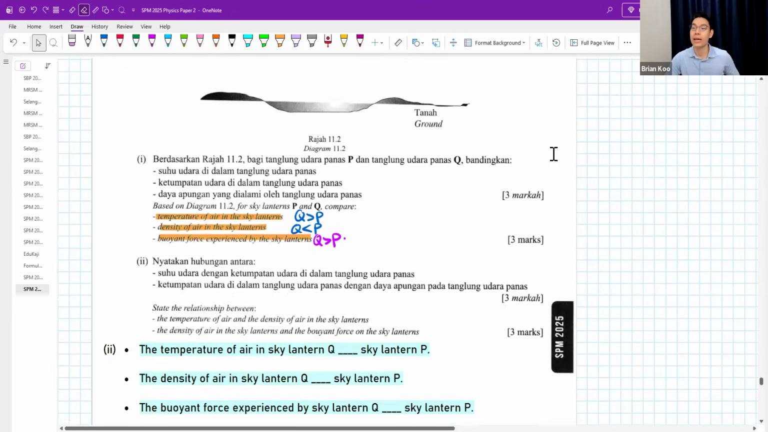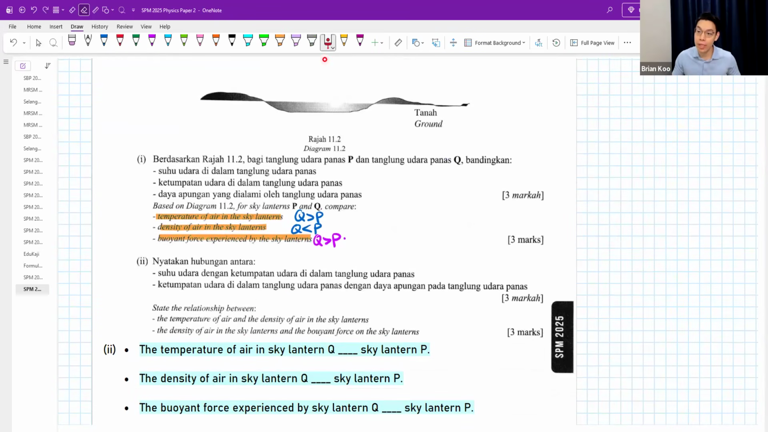And when you write your answer, you have to copy the question. For essay, this is what I mean. You have to copy down the temperature of air in the sky lantern. This one I already write. You copy down and then you say Q is higher than sky lantern P. Density of air in sky lantern Q is lower than P. Or you want to say P is higher, the other way around is fine. Buoyant force experienced by sky lantern Q is higher than P. Can.